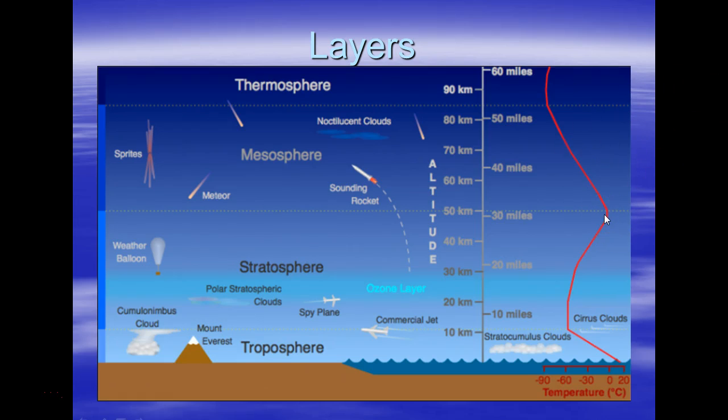So we can see a few things. We can see the temperature change, and we can see that in the stratosphere, we actually are going to have very little water vapor. So we're not going to see a lot of clouds in the stratosphere because clouds are made up of water vapor. So no clouds here, or very few, because of the lack of that water vapor.